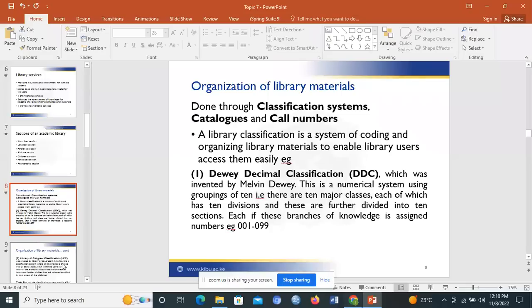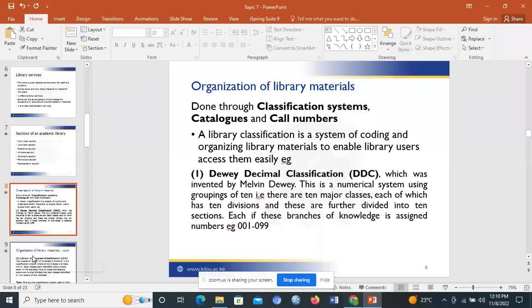It is a system that was developed by someone called Melvin Dewey, and it is a numerical system where materials are classified under 10 major classes. And then below that, we have 10 divisions, and then 10 subdivisions under branches of knowledge. If you go to the e-learning platform under the topic library skills, you will see how this has been broken down. And I wish to encourage you to do that.